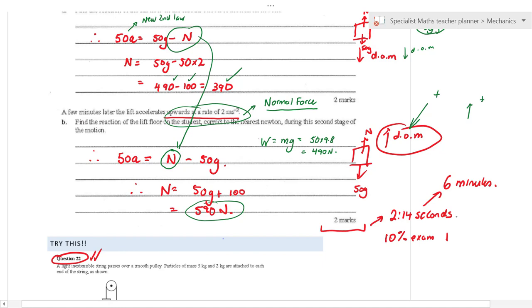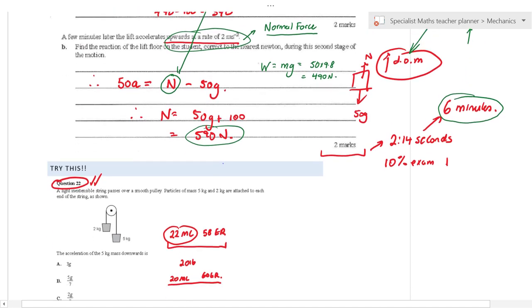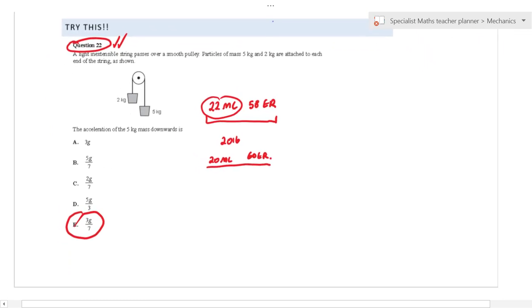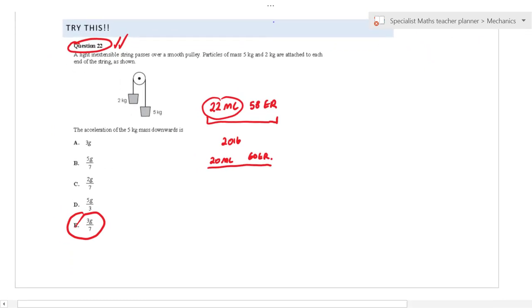I did it in 2 minutes and 14 seconds and it's supposed to take 6 minutes. Okay, and that was worth 10% of the exam. Okay, these connected particles are done really easy. But by the way, this is the last question of a multiple choice. Back in the day, so from 2006 to 2015, there used to be 22 multiple choice questions.